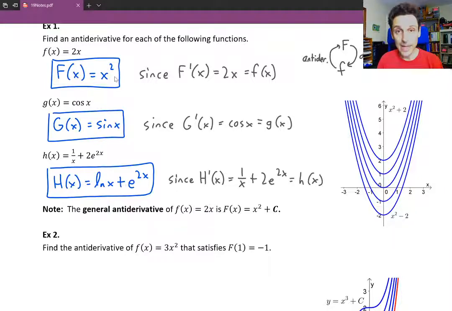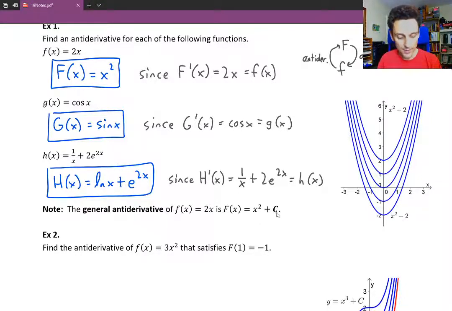In fact, we could put any constant we want there, and when we take the derivative of it to check our work, it just disappears. It goes to 0. So these are particular antiderivatives, but the general antiderivative, the most general one that would include all the possible antiderivatives of 2x, would be x squared plus c.